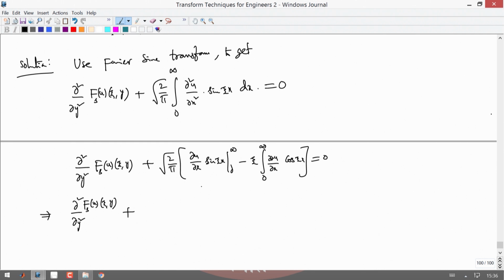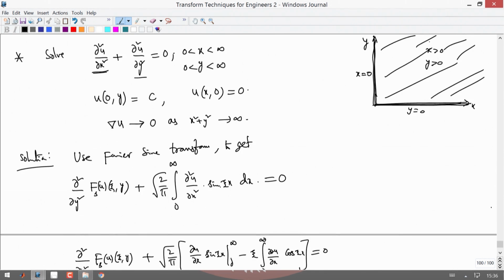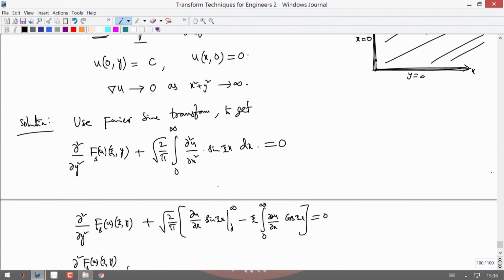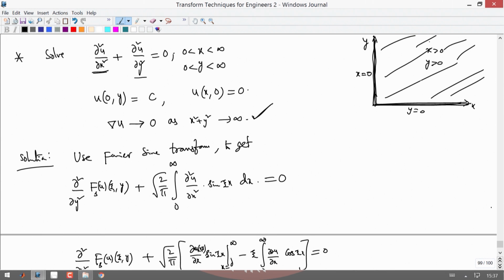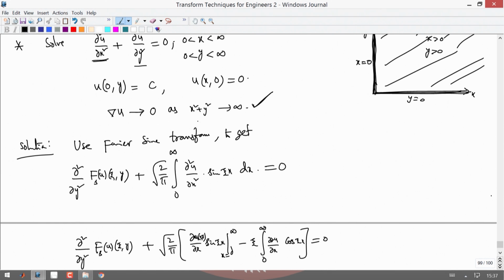plus, what happens to these boundary conditions? dou u by dou x, where u is a function of x, y, we are evaluating at x equal to 0 to infinity. What happens to dou u by dou x? At x equal to 0, because of sin xi x, that is 0. What happens to dou u by dou x as x goes to infinity? Because of this, the gradient of the temperature is going to be 0. At infinity, if you maintain a temperature C, you can expect that in the steady state the temperature will be the same throughout the plate. That is why we do not say u goes to 0 as x square plus y square goes to infinity.